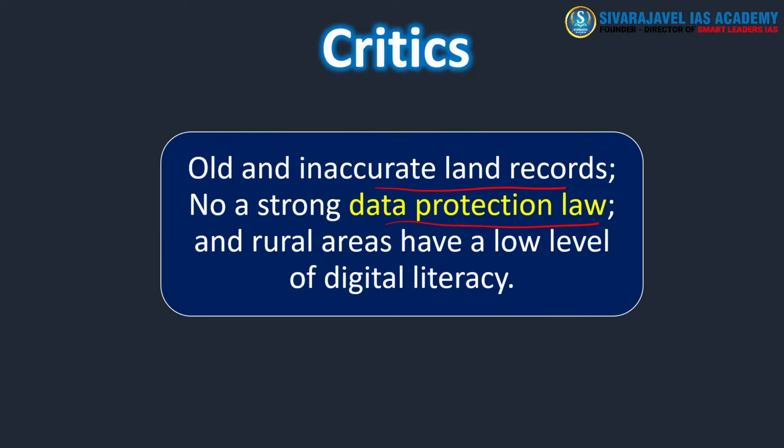This information asymmetry, that is, asymmetry is no equality in information. The farmer has less information about his land, but a private company will have more information of that particular land. This information asymmetry will be tilted towards the technological companies, and this might further exploit the farmers, especially small and marginal farmers. This is what the critics are trying to say. Now we have to wait and see whether the scheme is implemented and how far it's going to be successful.